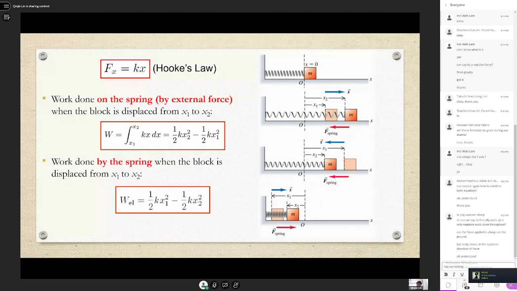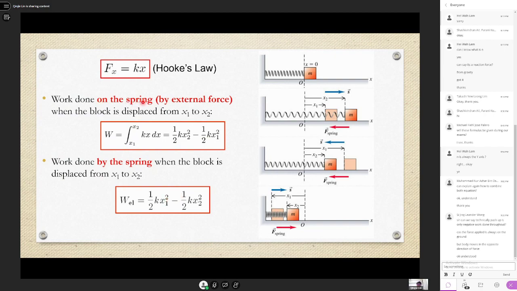Then move to the next slide. F equals kx. This is the same thing. But this slide is just to show you, if we say work done on the spring, which is by an external force, is half kx2 square minus half kx1 square, which we have seen previously, then the work done by the spring will be the opposite of that.